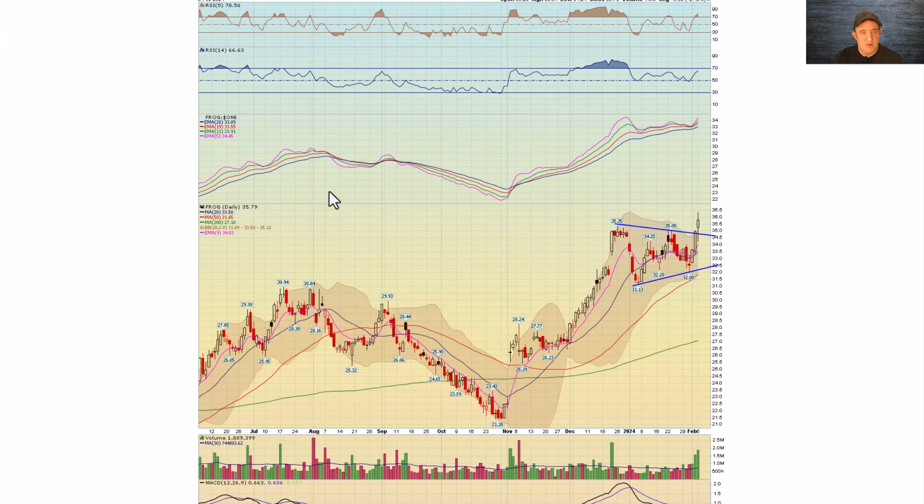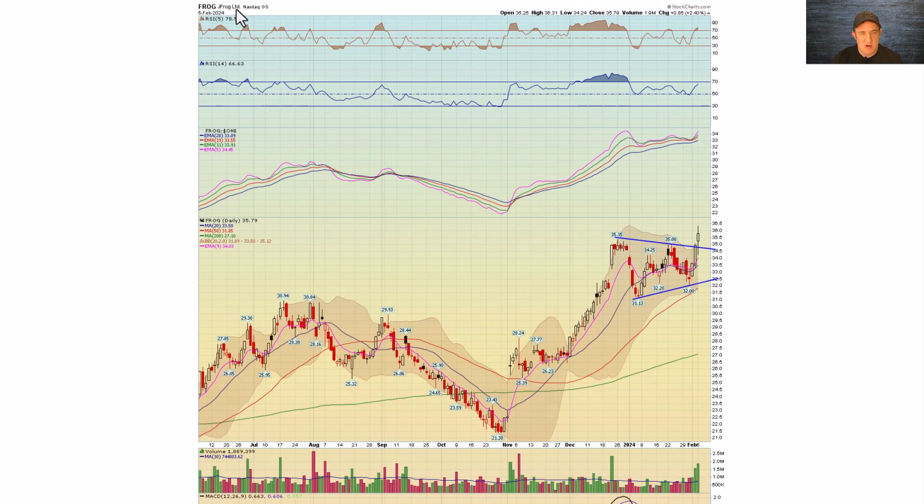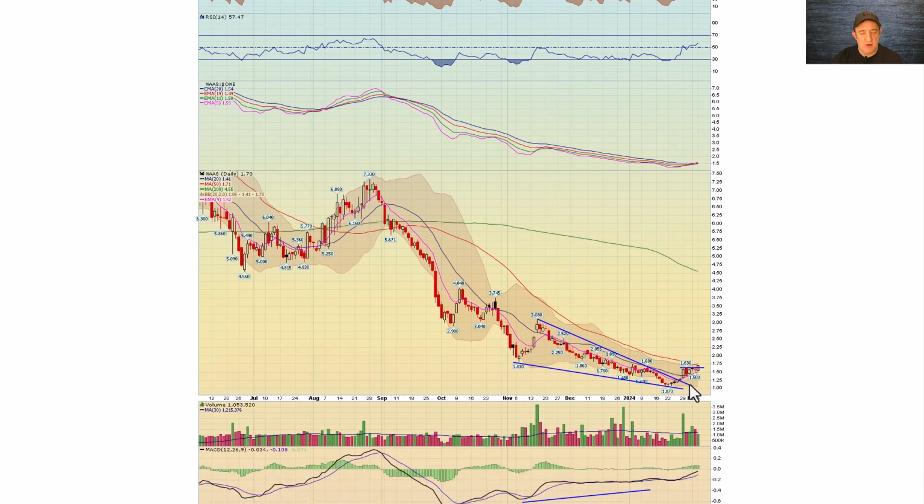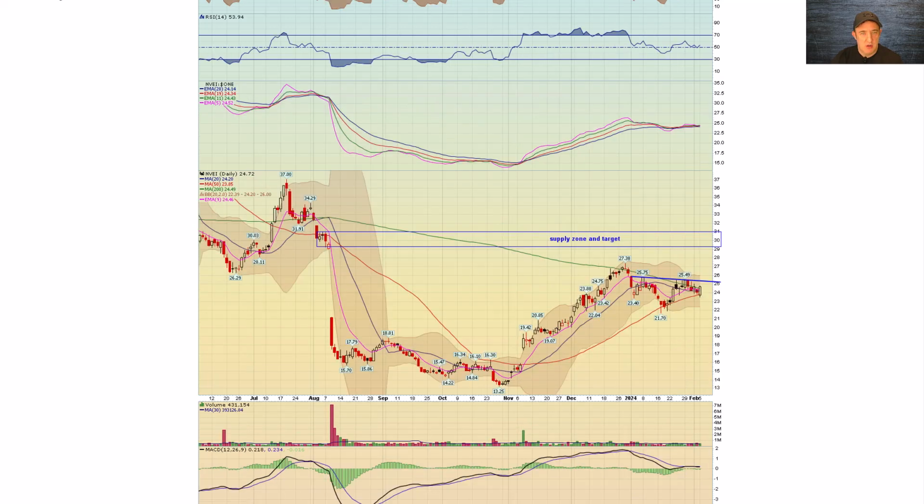Driver 66, Frog Networks, or Frog, whatever, this coil, breaking out of the coil here on some expanding volume. Looks pretty good. Driver 67, NAS. I've had this on the watch list, a little low price stock. I said it had a bull flag look. Starting to break out of this flag a little bit today. We'll see if we can get follow through. Needs to clear that 50-day moving average.